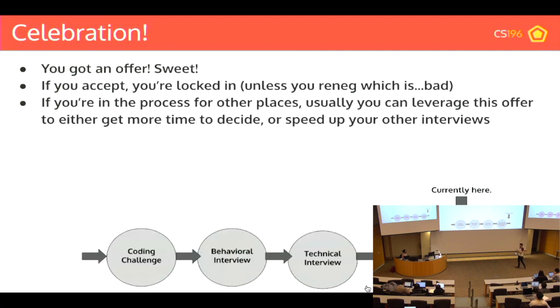If you're in the process for other places, you can use this offer now as leverage, either to get more time to decide from the company that you got the offer from, or to speed up your other interviews. So let's say company A gave you an offer, and you're still in the pipeline for company B. Make sure that you say to company B, hey, I have an offer. It's going to expire in 2 weeks. Can we speed up my interview process, please? If I get you guys, I will consider you as a company that I'll accept. And they will comply. They will almost always make sure that they speed up your process.